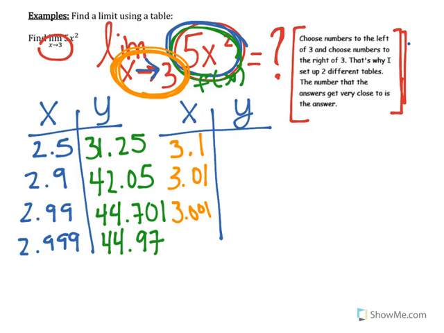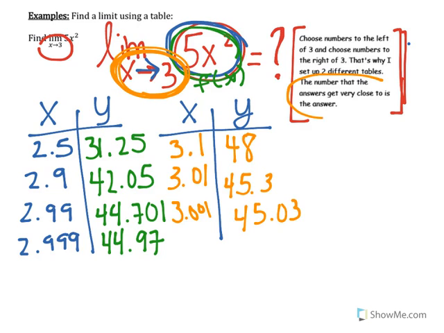So 3.1 squared times 5, plug it in. I'm going to get 48. 3.01 squared times 5, 45.3. 3.001 squared times 5, 45.03. Now we're going to look at it.